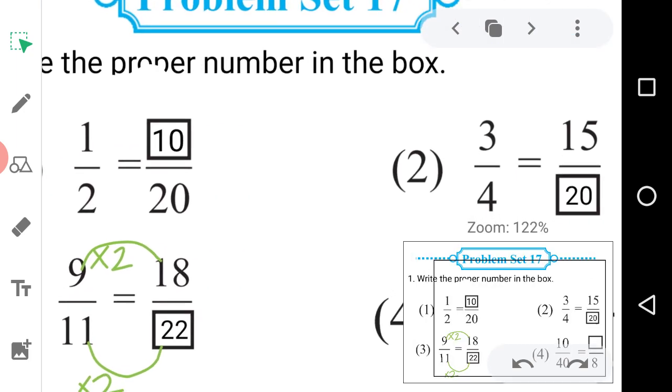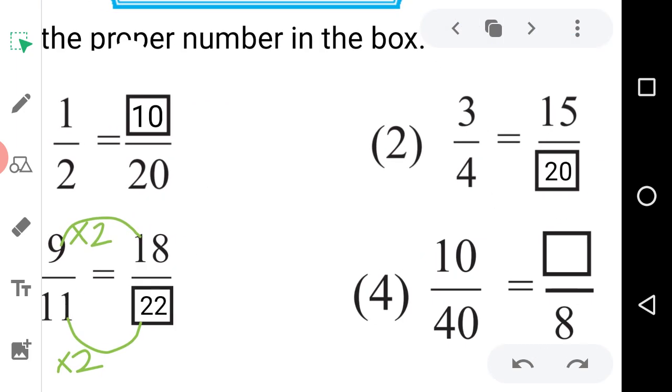Now see the fourth one. Here the fraction is given 10 upon 40. How do we get 8 from 40? Here 8 is smaller than 40, so we have to divide. By dividing 40 by 5 we get 8. 40 divided by 5 is 8.